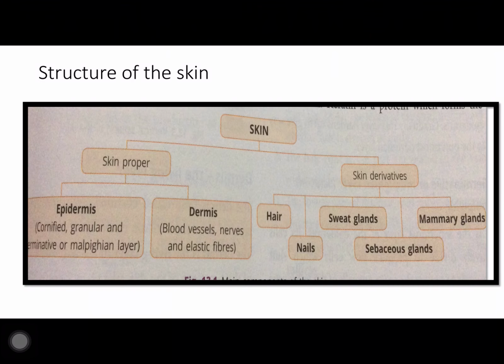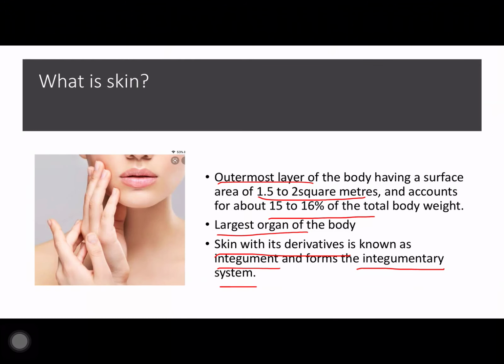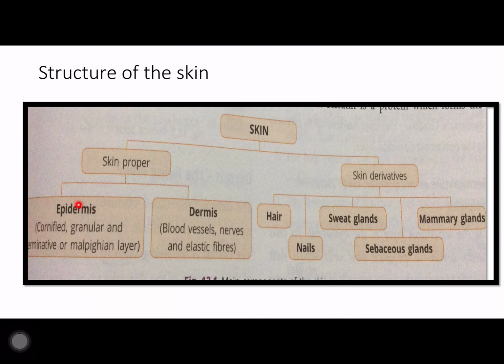Now here, what is the structure of the skin? Let us see in this slide that this is skin. Skin is divided into two types, that is skin proper and the skin derivatives. Now what does the skin proper contain? The skin proper contains the epidermis and the dermis.